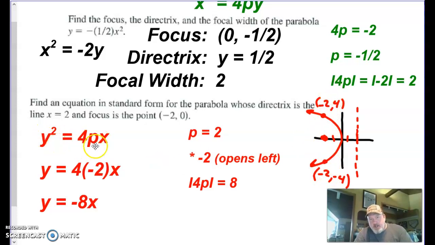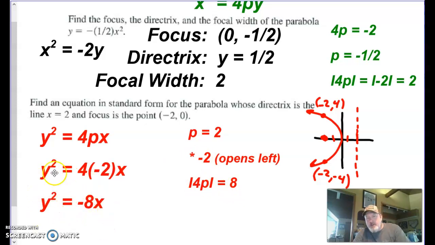But here's our equation. We know that 4p is 8, but again, it's negative because it opens left, so -8x. And again, that should be y squared. Let me go ahead and fix it. All right, now that's correct over here. It should be y squared equal to -8x. And again, negative because it's opening left. A parabola always opens towards the focus, and since the focus is at -2, then our equation will be -8x.